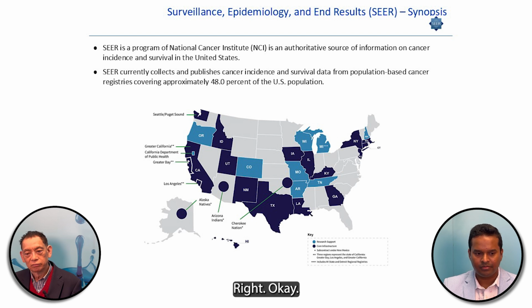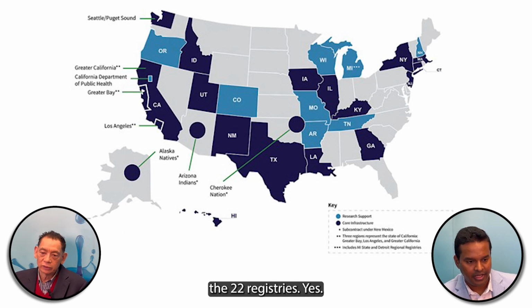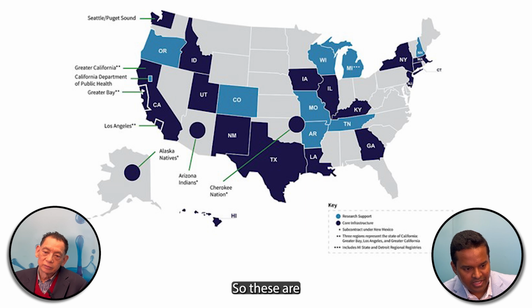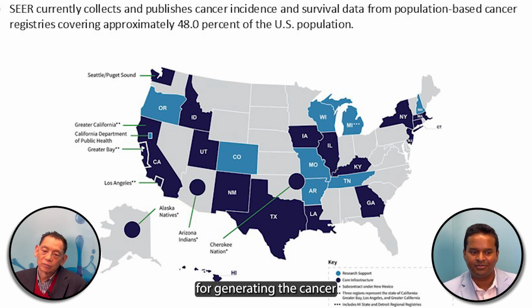Right. Oh, that map is showing where the registries are, the 22 registries. Yes. So these are where the registries are located, and that is how they pull the underlying data for generating the cancer incidence and survival stats.